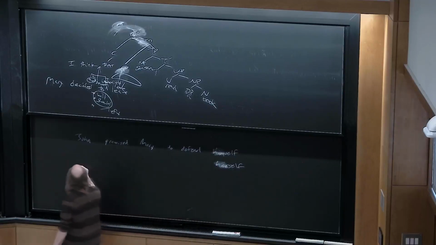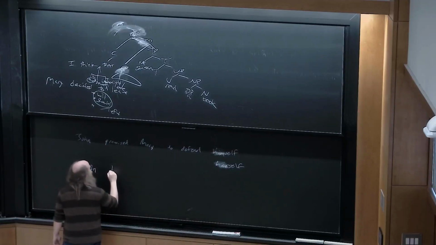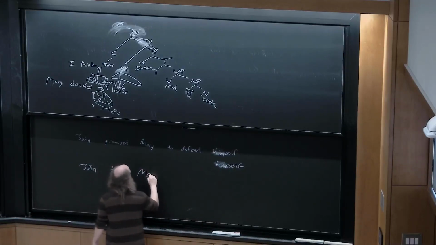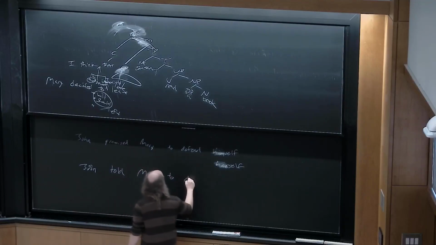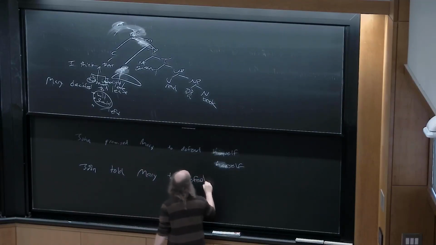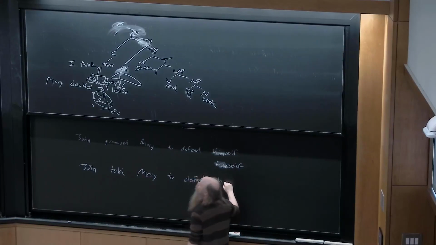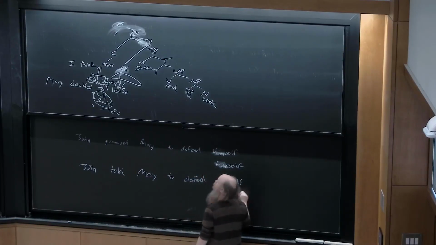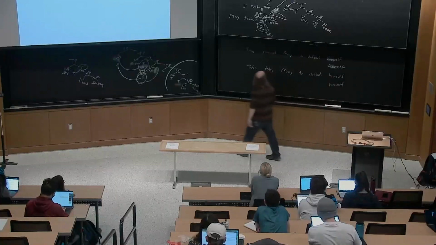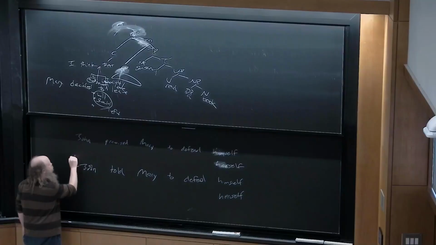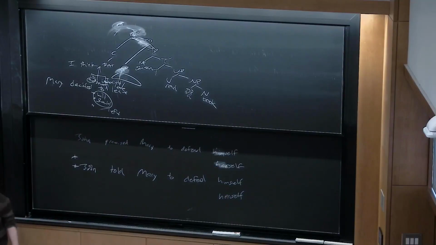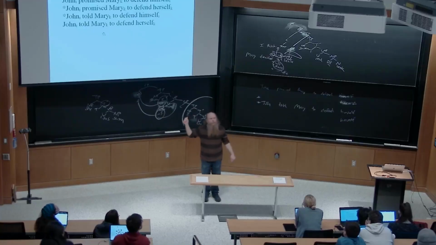And then John told Mary to defend himself. Herself, where the middle two, so this is bad and this is bad. Yeah. Do people get these judgments? Is this true? Am I just making this up? Nobody wants to protest? Okay.